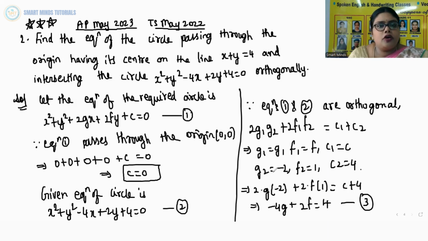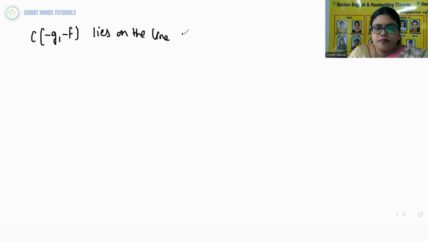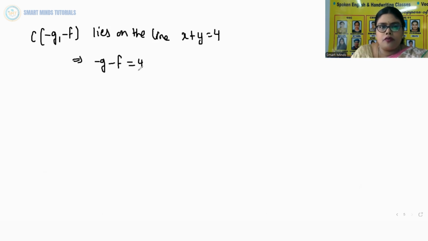So after applying the orthogonal condition, we will take the last part, that is having its center on the line x plus y is equal to 4. Now center lies on the line means center is minus g comma minus f. What is the line equation given? x plus y is equal to 4. So in the place of x you put minus g, in the place of y you put minus f. So minus g minus f is equal to 4. So if we take minus common, g plus f is equal to minus 4. This is equation number 4.